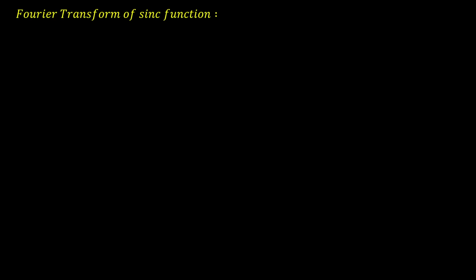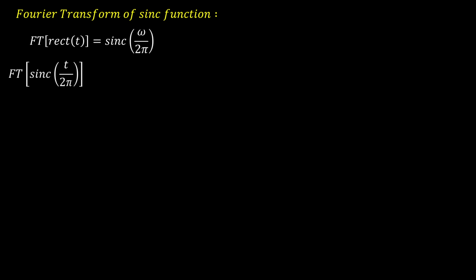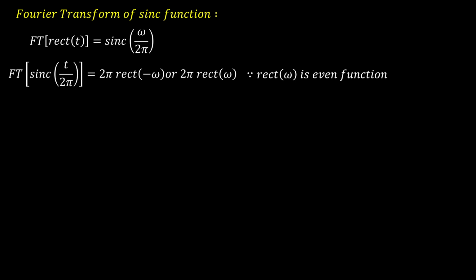Fourier transform of the sinc function. We know that the Fourier transform of a rectangular pulse is sinc of omega upon 2 pi. Now we will apply the duality property, where omega is replaced by t. So the Fourier transform of sinc of t upon 2 pi will be 2 pi rect of minus omega. Here the rectangular pulse is also an even function, so we can replace rect of minus omega by rect of omega. So the Fourier transform of sinc of t upon 2 pi is 2 pi rect of omega.